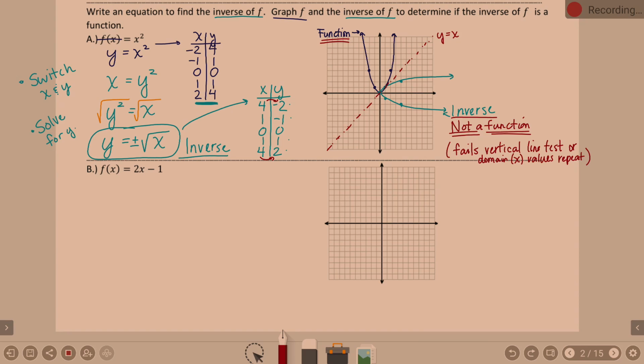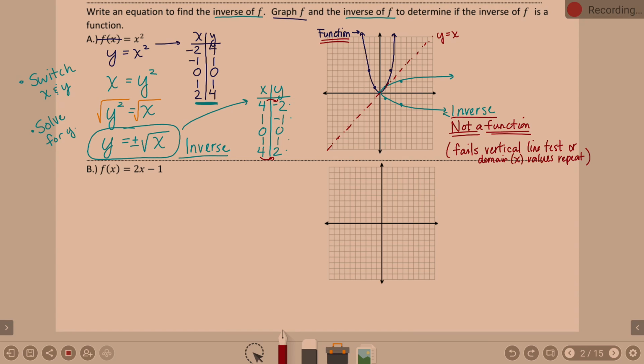Okay? So not that you have to graph that in there, but I wanted you to see visually what it was. Okay, did I get everything? Okay, I think I got everything I want to talk about there. Shall we try B? Let's try B.